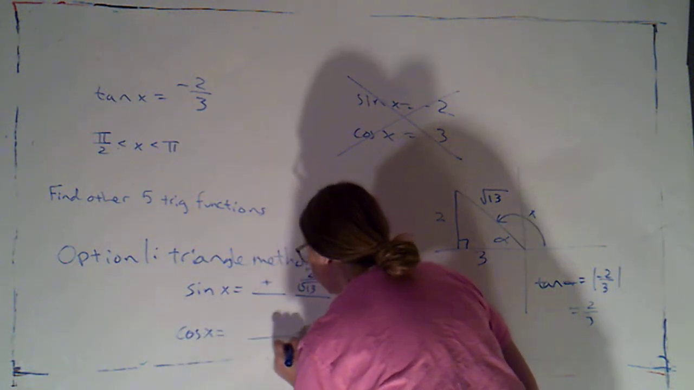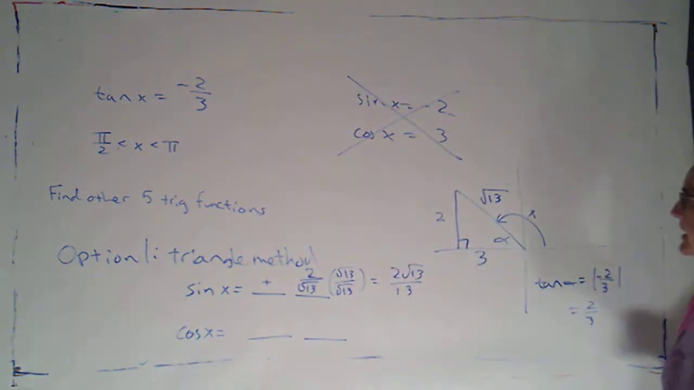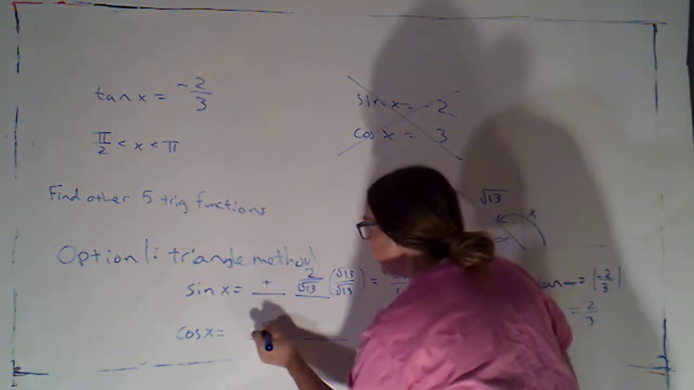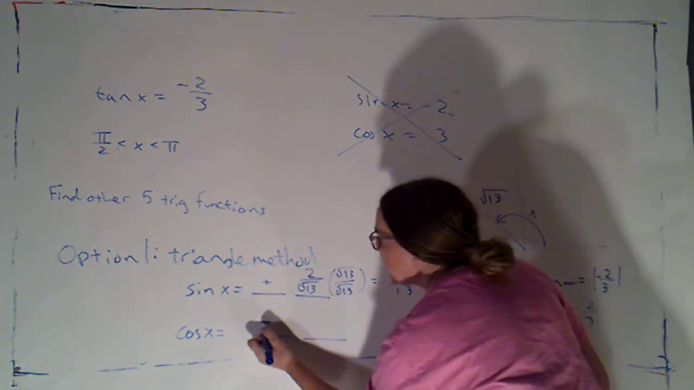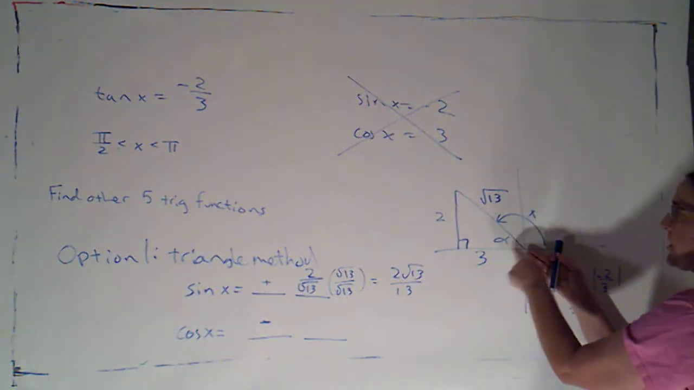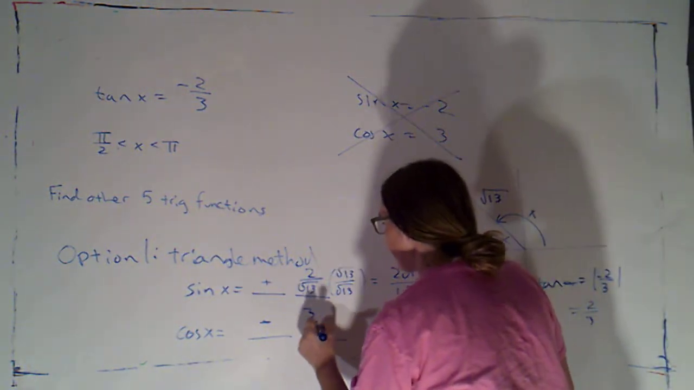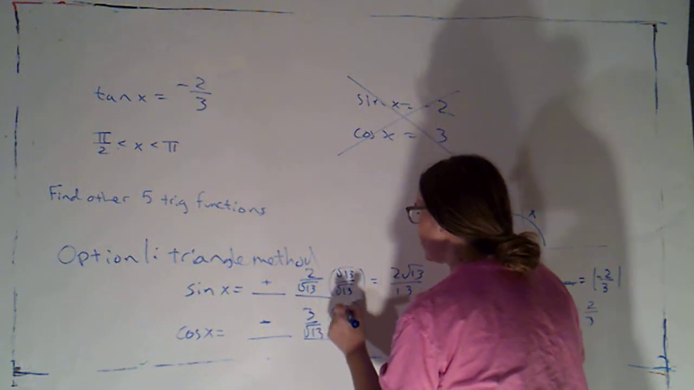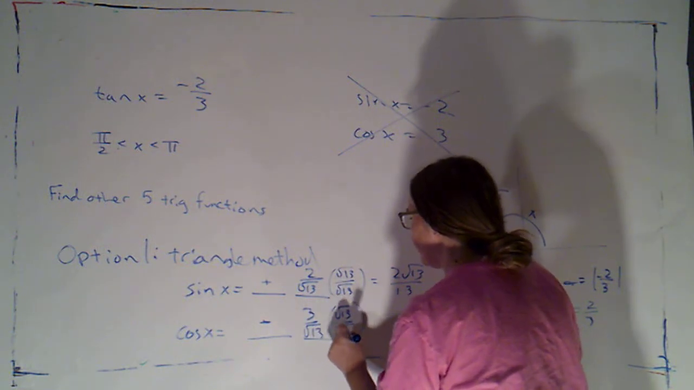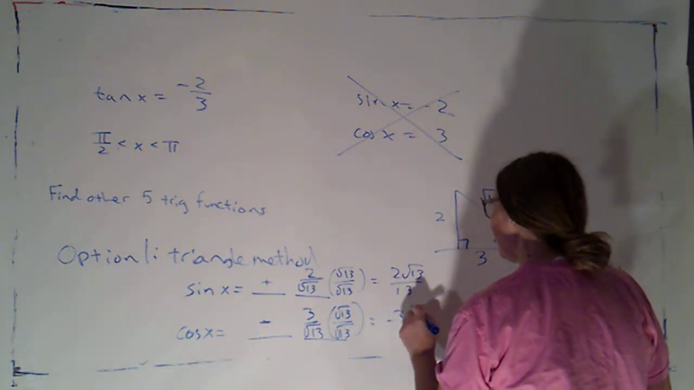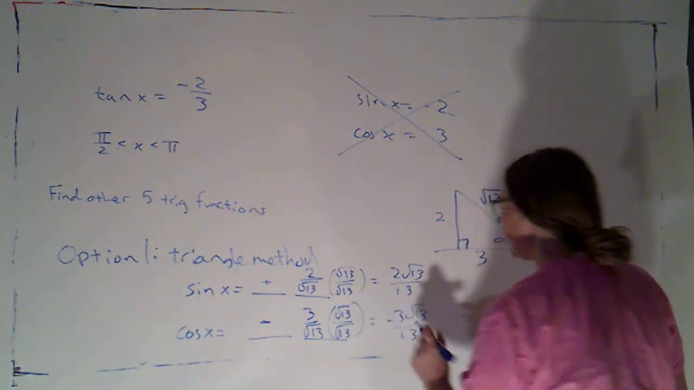Cosine of x, same 2-step process. Now I'm in quadrant 2, so I know that cosine is negative. The absolute value that I attach to that is cosine of the reference angle, so that's 3 over root 13. And again, I'll rationalize by multiplying by root 13 root 13ths. So I will get negative 3 root 13 over 13.